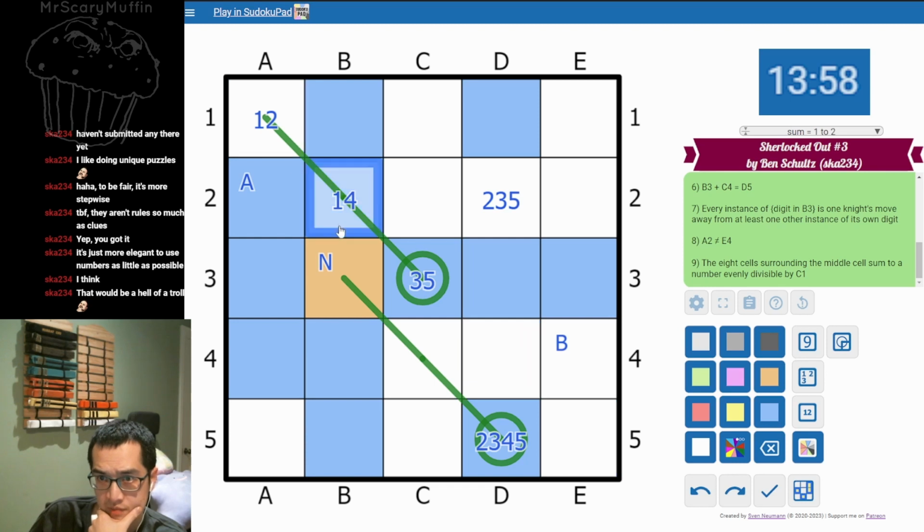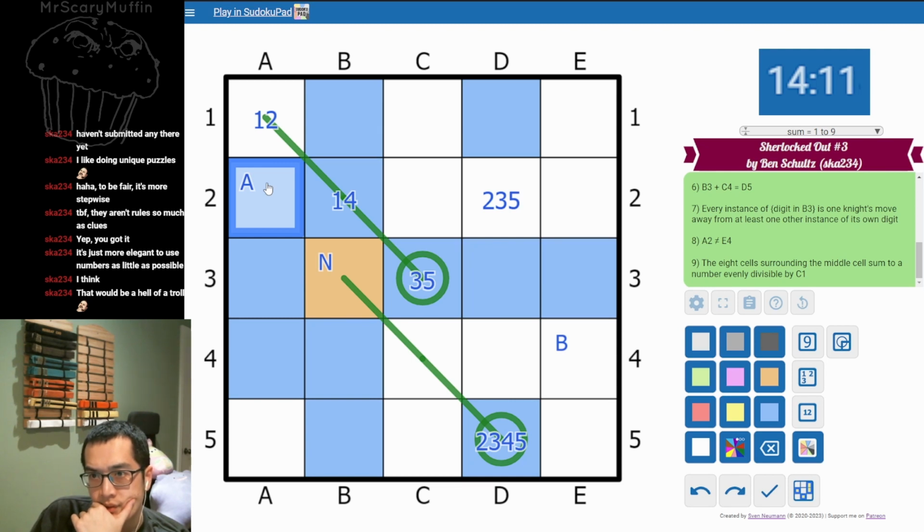Similarly, one of these has to be an even number, one of these has to be an odd number, and our odd number is 1. Our odd number is 1 here, which means these can't be 1s. Okay, well, this is about as far as we take this one. Let's take a look at this one, maybe.